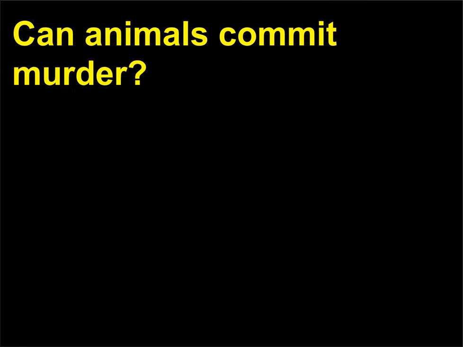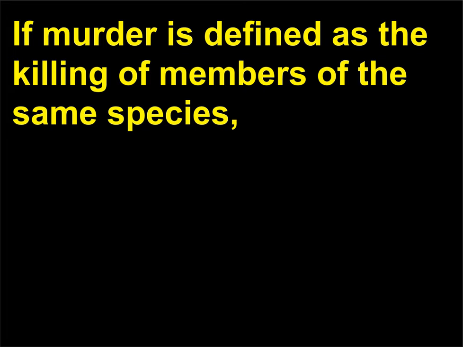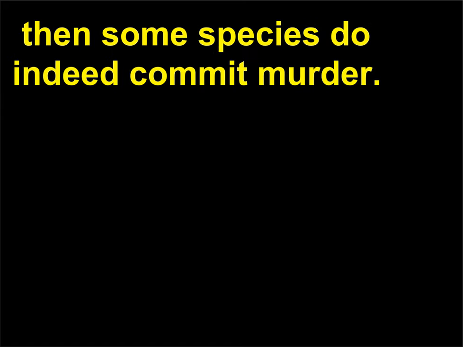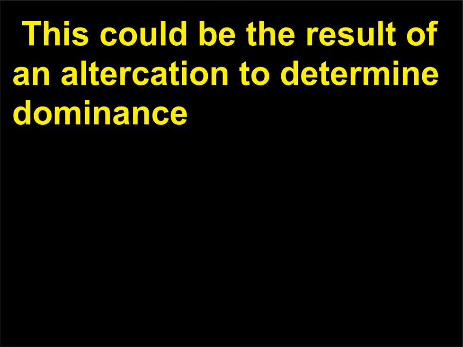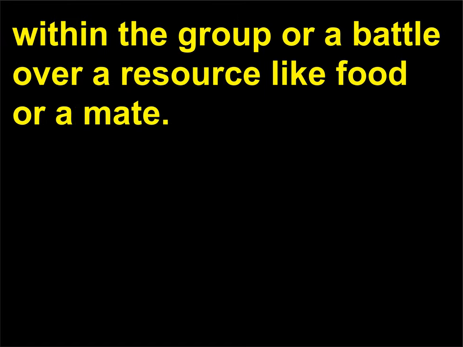Can animals commit murder? If murder is defined as the killing of members of the same species, then some species do indeed commit murder. This could be the result of an altercation to determine dominance within the group, or a battle over a resource like food or a mate.